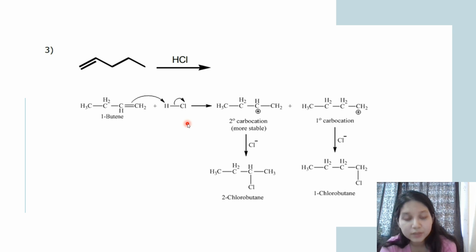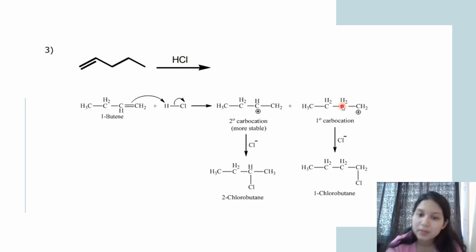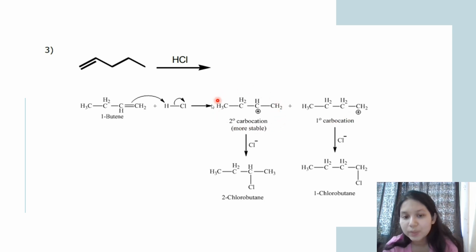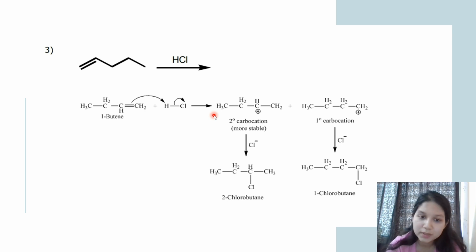So in turn what you get is two kinds of carbocation, like I showed in the earlier case. Between these two carbocations, now you have to compare the stability of these two. Like I said, a secondary carbocation is more stable than the primary one, so this secondary carbocation will be predominantly formed in this reaction. So in the first step you get a secondary carbocation.